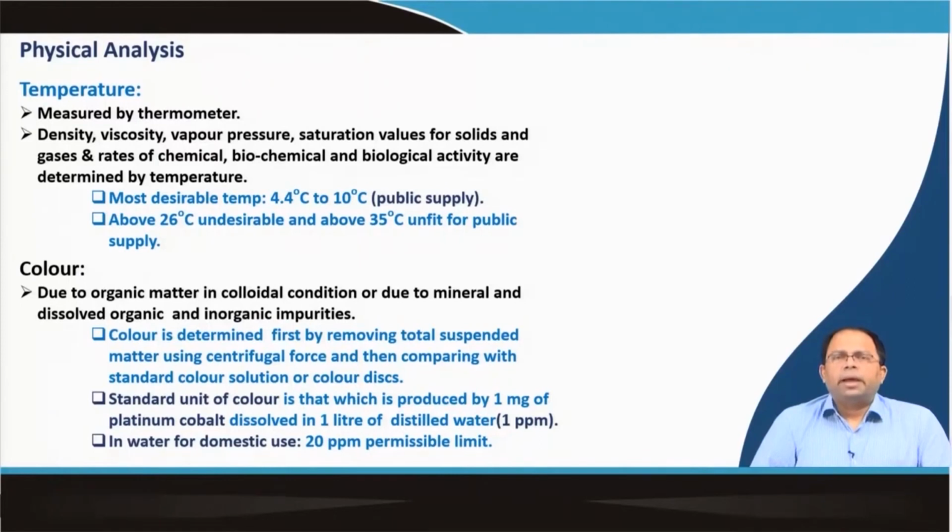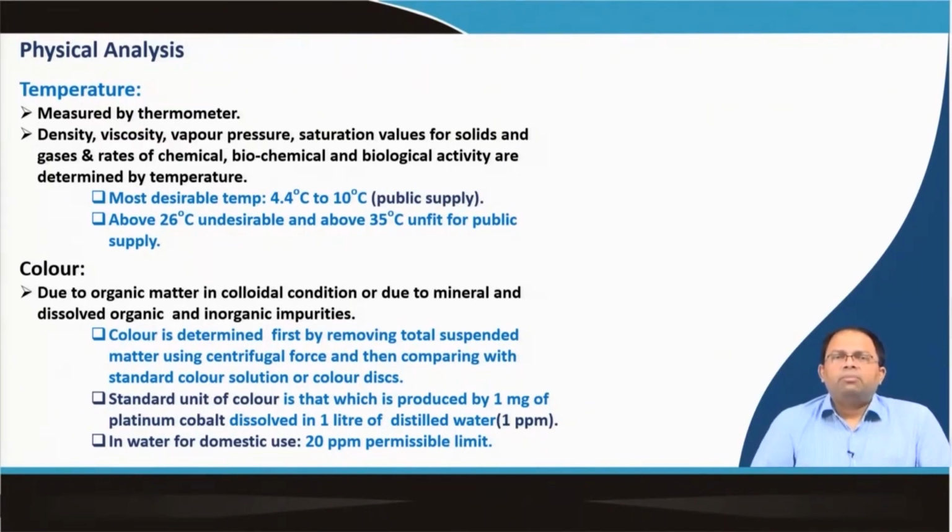So, color is determined first by removing total suspended matter using centrifugal force and then comparing with standard color solution or color disk. So, that means there are standard color solutions or color disks, and we first need to remove the suspended matter from the water, and then the color of whatever remaining water is measured. And the standard unit of color is that which is produced by 1 milligram of platinum cobalt dissolved in 1 liter of distilled water. So, that is 1 ppm.